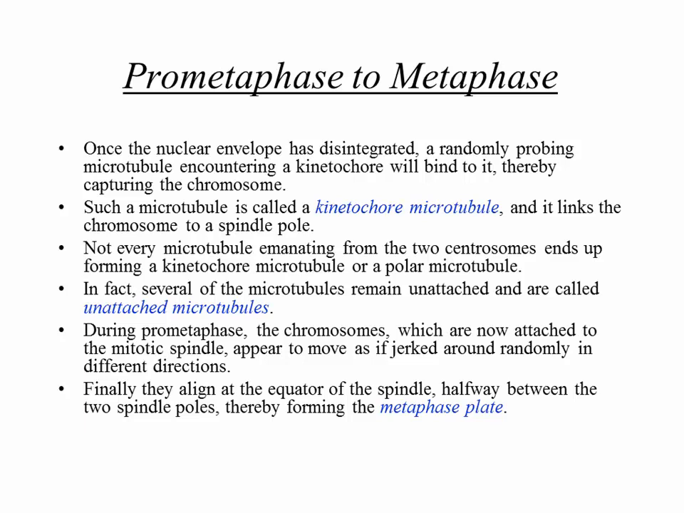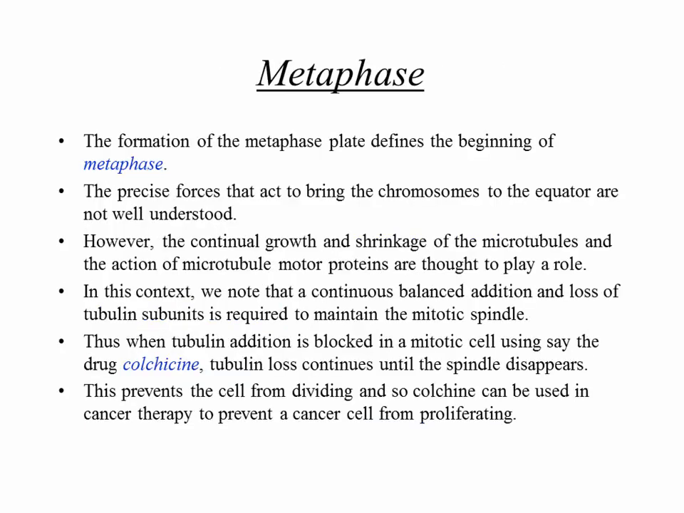Now, during prometaphase, the chromosomes which are now attached to the mitotic spindle appear to be jerked around randomly in different directions. If you look at them under a microscope, they are moving this way, that way. But finally, they will align along the equator between the two poles, halfway between the two spindle poles, and thereby they form what is called the metaphase plate. The formation of the metaphase plate basically defines the beginning of the next phase of mitosis, which is called metaphase. Now, the precise forces that act to bring the chromosomes to the equator are not well understood.